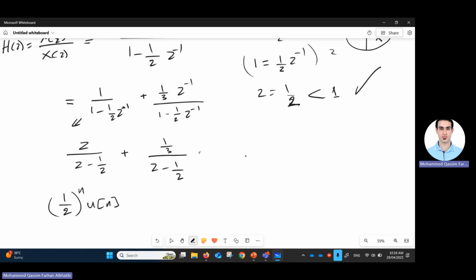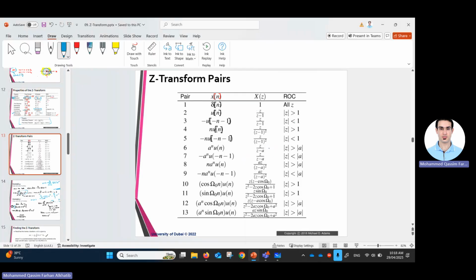A z over z minus a square. Where? In the table, I mean. This one? To one of them. This or this one? 9. 9? You're complicating things. Or 8. 8 and 9 are the same. You're making things complicated. There's an easier way.